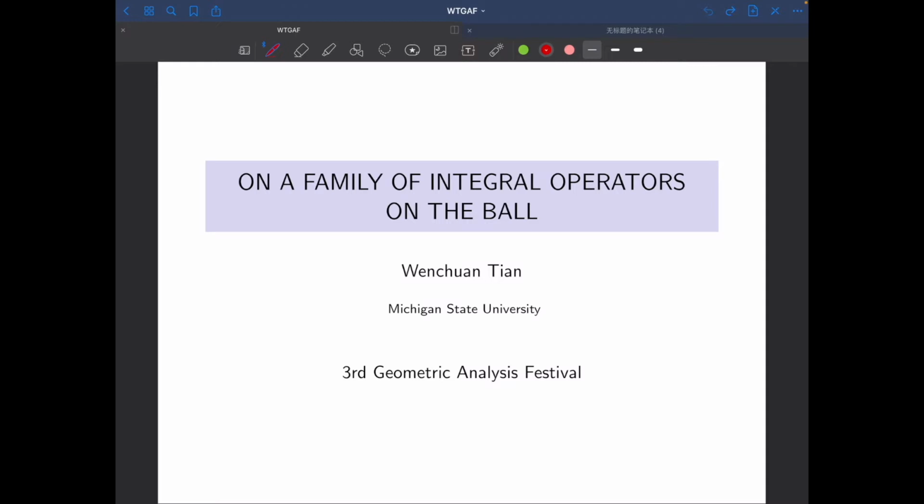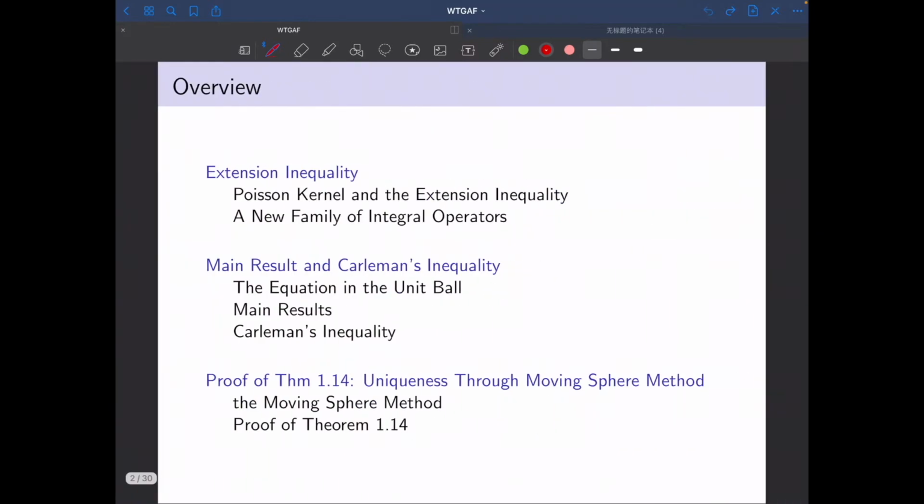Today I will talk about a family of integral operators on a ball. Here's an overview. To begin with, I will introduce what an extension inequality is. A very good example is the classic Poisson kernel that can help solve the Laplace equation with Dirichlet boundary conditions. There is a generalization of the Poisson kernel to a whole family of integral operators. Then I will introduce my main result and its interpretation as Carleman's inequality.